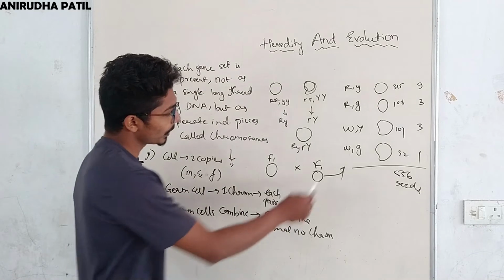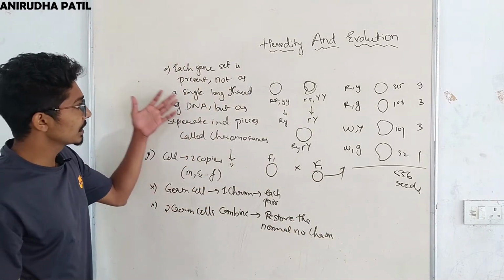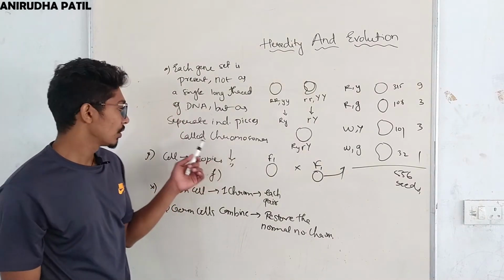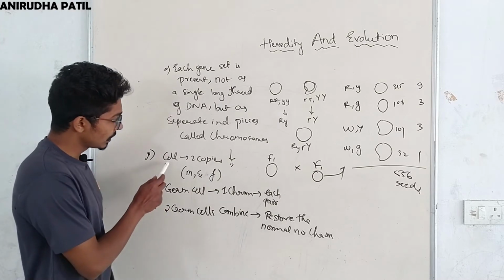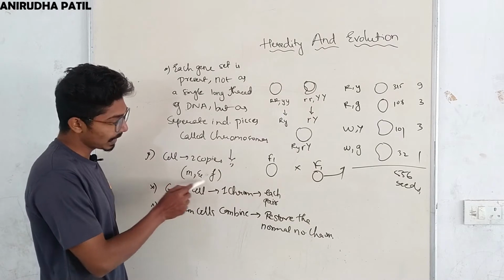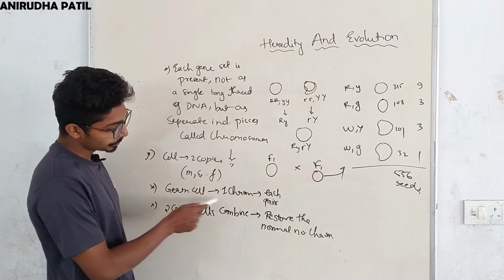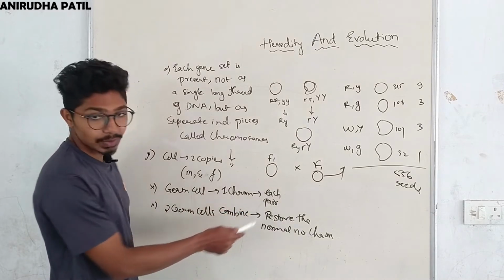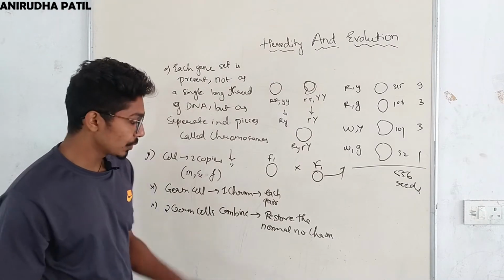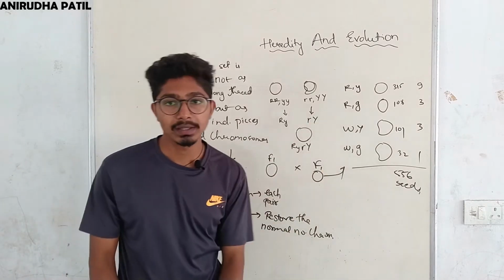Okay, so based on this experiment, it was concluded that each gene set is present not as a single long thread of DNA but as separate independent units called chromosomes, and when a cell divides it takes two copies of chromosomes, one each from male and one from female. When germ cells combine, they take one chromosome from each pair. When two germ cells combine, they restore the total number of chromosomes to maintain the stability of the DNA species. This is what was inferred from Mendel's experiment.